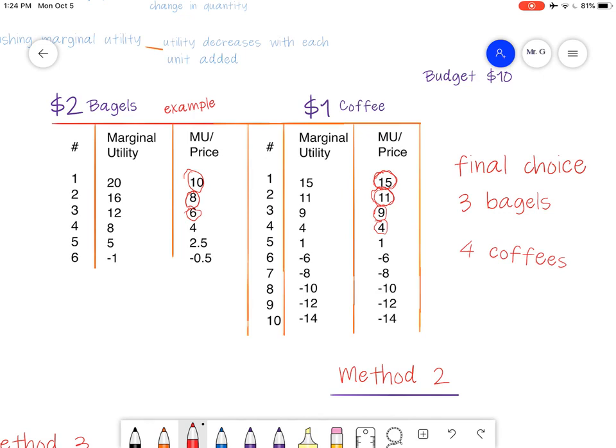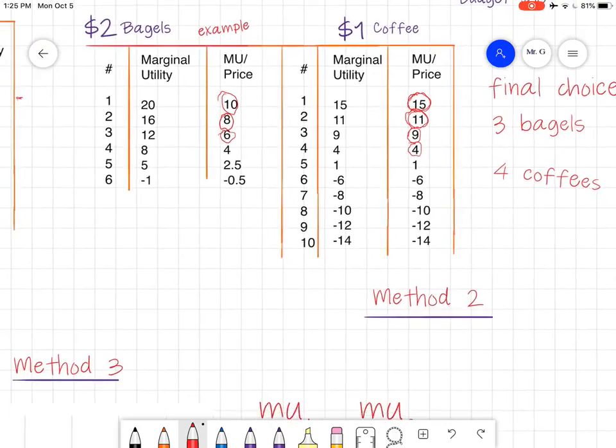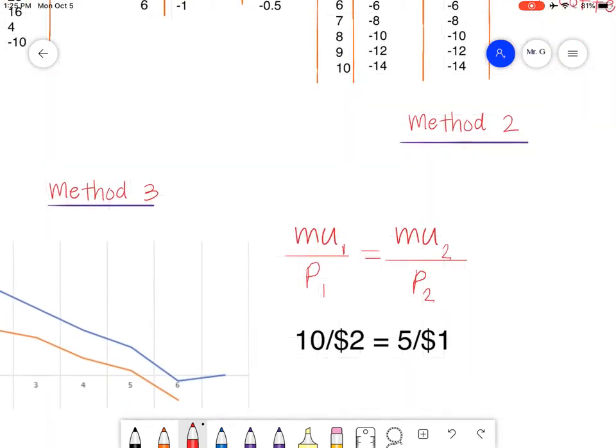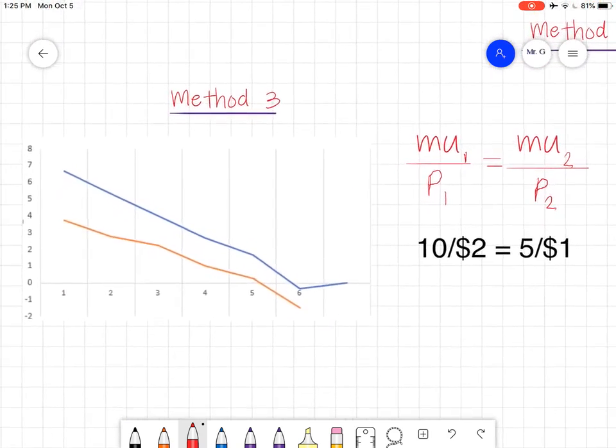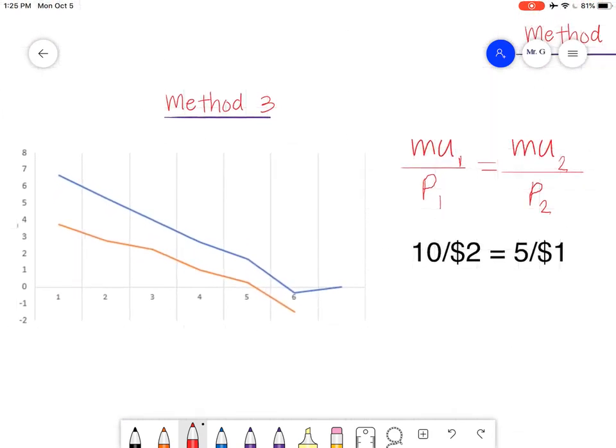So just doing MU divided by price and going back and forth and choosing the highest number is another way that you can essentially solve and figure out what is the point that's going to give us the most satisfaction. Another one to look at is MU. We look at the formula, marginal utility of 1 divided by price, equals marginal utility of 2 divided by the price. Okay, so we see here that 10 divided by 2 is equal to 5 divided by 1.